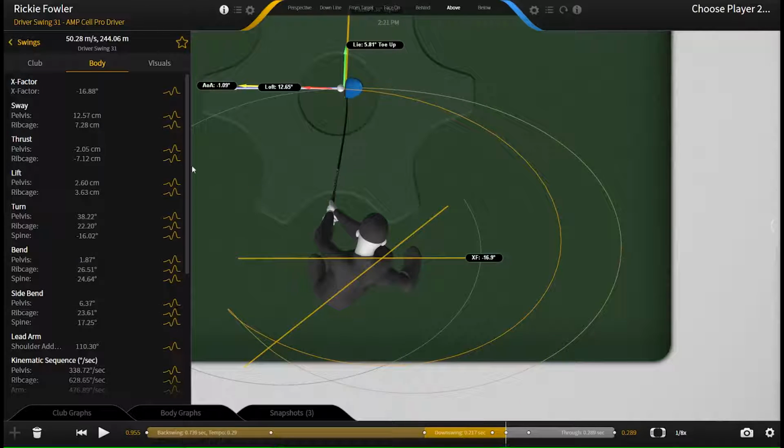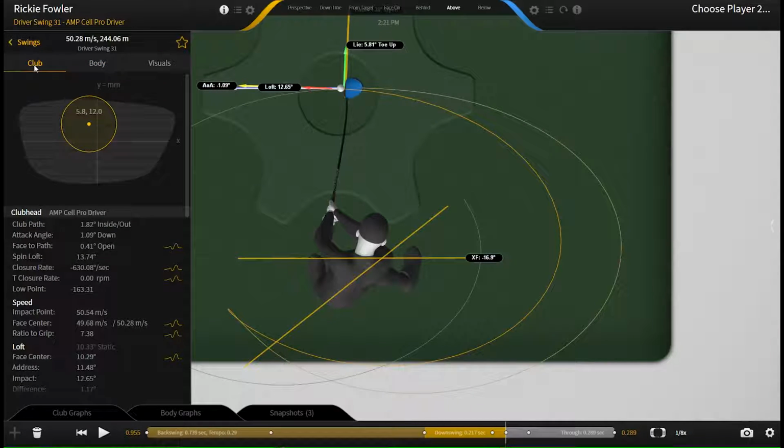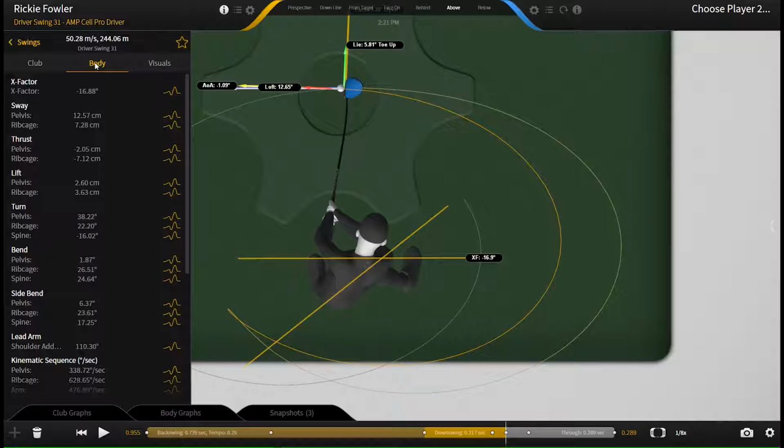To look at the body metrics of a swing, simply pull the swing up. After you have loaded the swing, in the info panel you will see Club, which has all of the club metrics, and if you had an avatar with that swing, Body, which will show you all the body metrics available for the system. We'll go through these one at a time and take a look at their accompanying visuals.